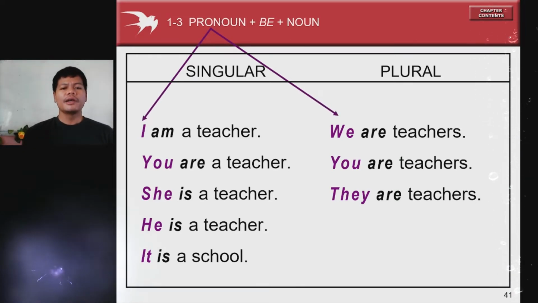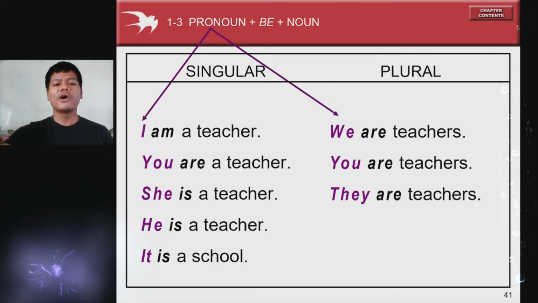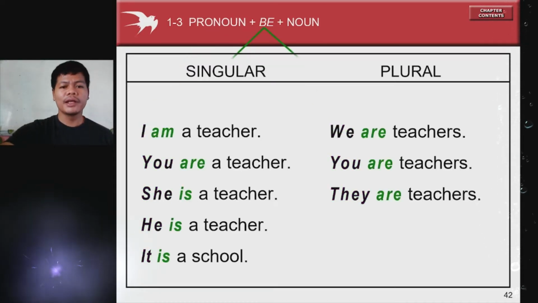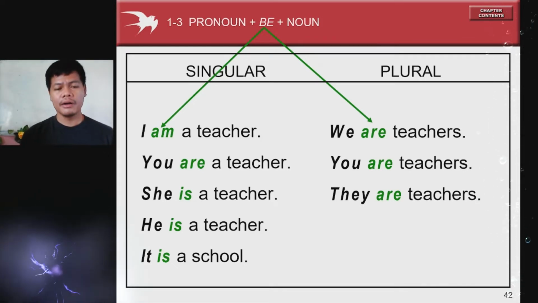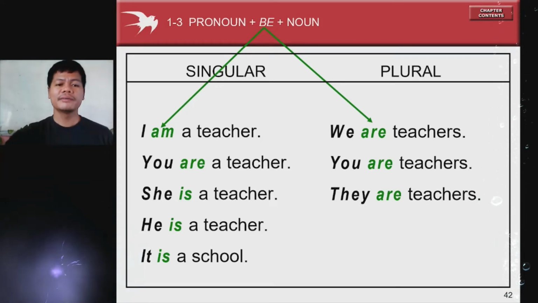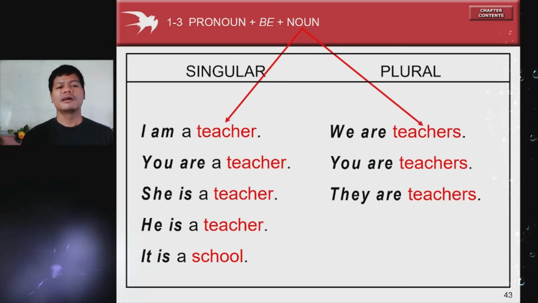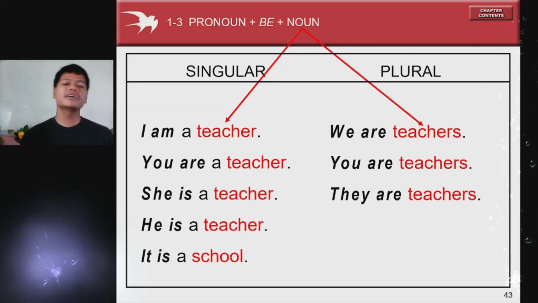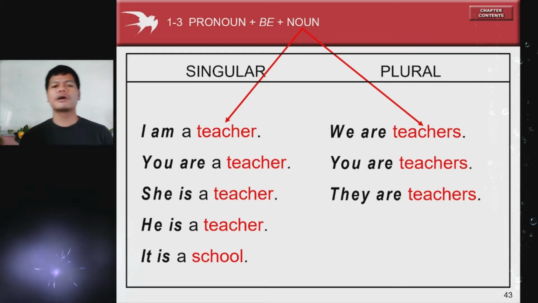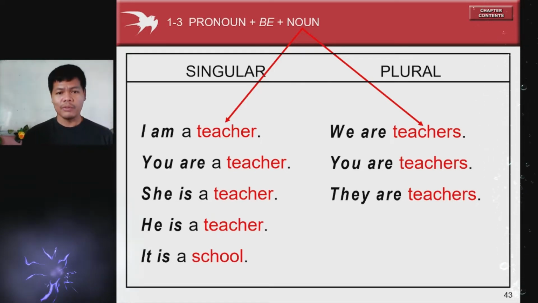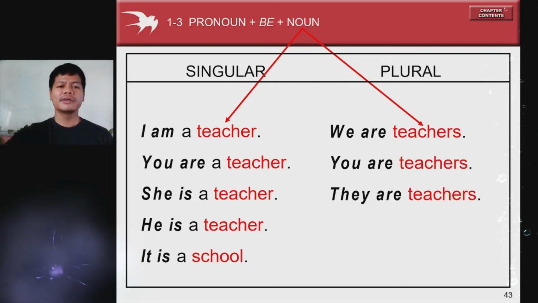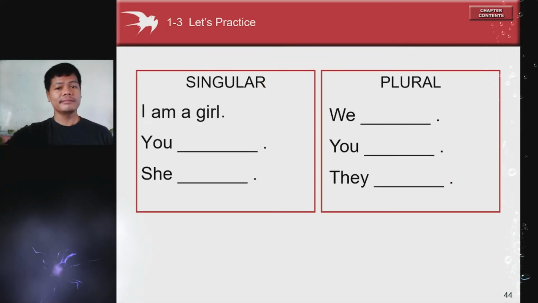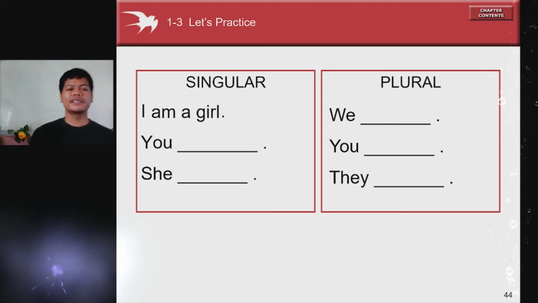Okay, "I" or "we" is a pronoun. "You" is a pronoun. Do you know pronoun? "Am" or "are" is a be verb. And "teacher" or "teachers" is a noun, singular noun and plural noun. Okay, can you understand? And then, let's practice.